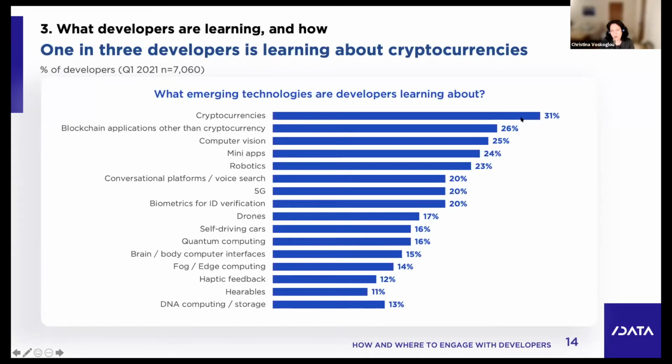They stick out really. So nearly 1 in 3 of those learning about an emerging technology is actually learning about cryptocurrencies. And then it's blockchain other than cryptocurrency that comes second. And these two, as you can see, are actually above computer vision and mini apps that rank first in terms of adoption. This implies that maybe in the future, we will see this turning around and having cryptocurrencies and blockchain also at the top of adoption and not just learning. Interestingly, Fog Edge and other things are towards the bottom. So this is what they're learning about.